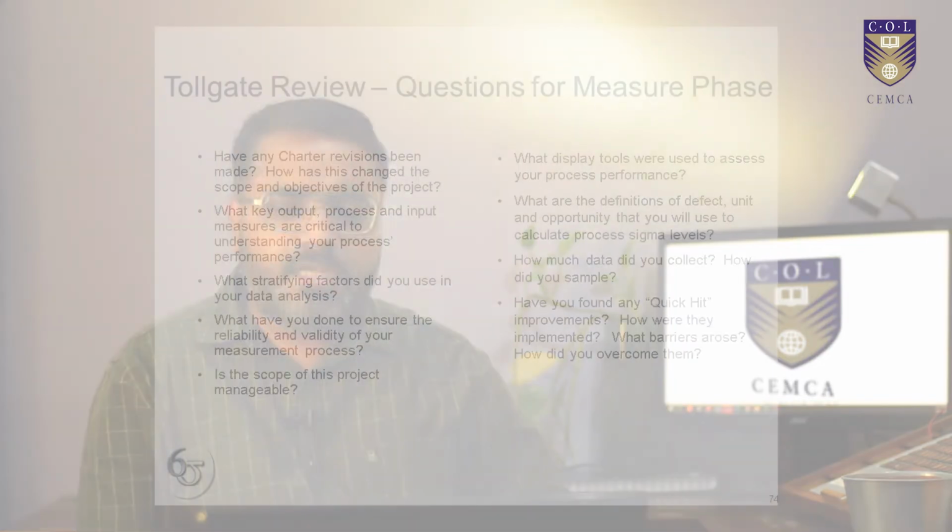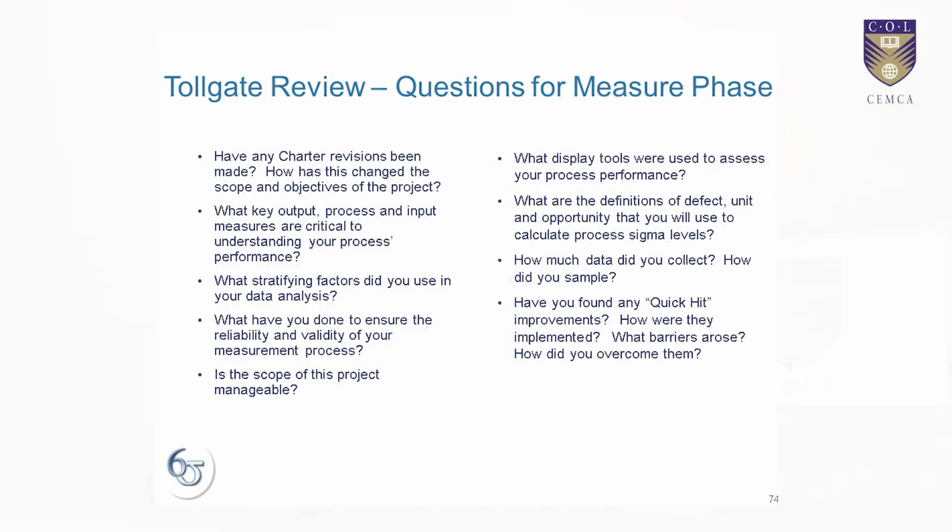So that is where the scope changes when we start mapping the process, as what teams, maybe certain dependency or certain risk that might come in. So we need to be very careful about it, and the scope might also go through a change. Then we talk about what display tools were used to assess your process performance.